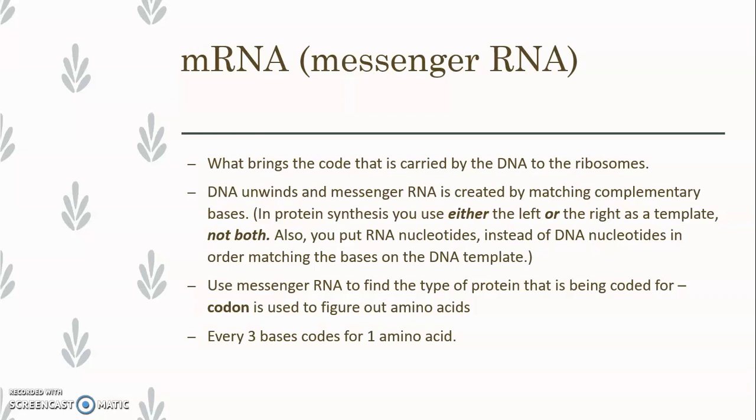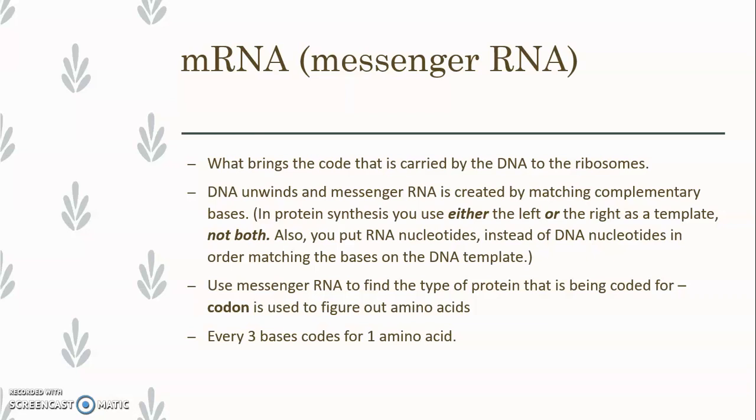Except for some reason, and we're really not sure as scientists, messenger RNA, or really any RNA, doesn't have thymine. Instead, it has uracil. Uracil is a pyrimidine, because thymine is also a pyrimidine. Again, we're not sure why there's no thymine in RNA, but there's not. Everywhere that there should be a thymine, there's going to be a uracil.